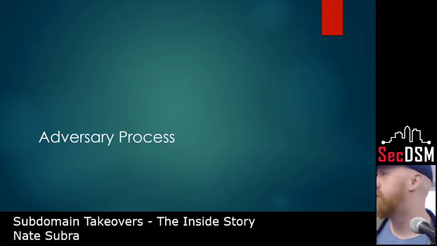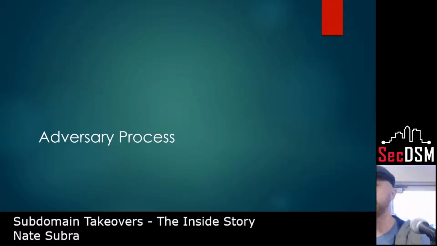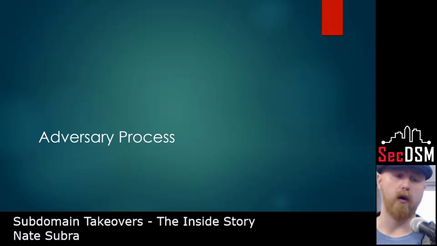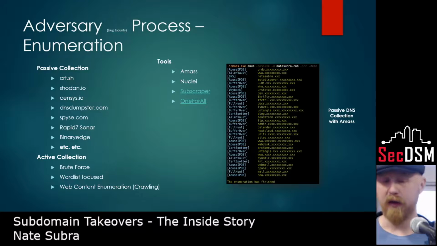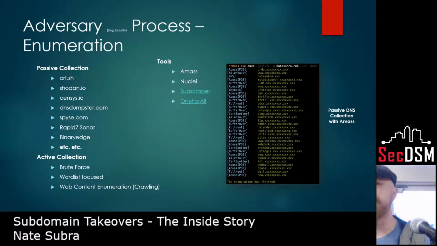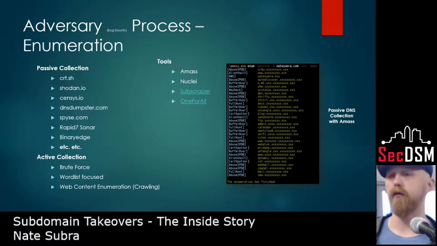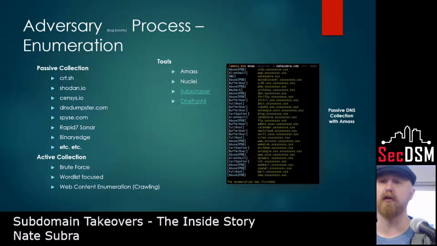I wanted to talk a little bit about the adversary process. I know a lot of people are interested in bug bounty, and I've done a handful of these. Basically, from an adversary process, we don't know what you have in your internal DNS records, right? So we rely a lot on either brute force or passive collection.